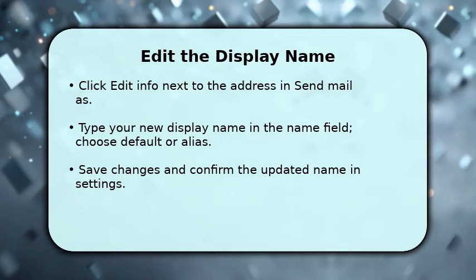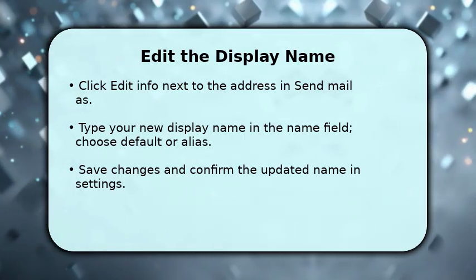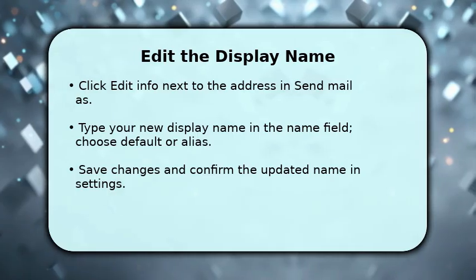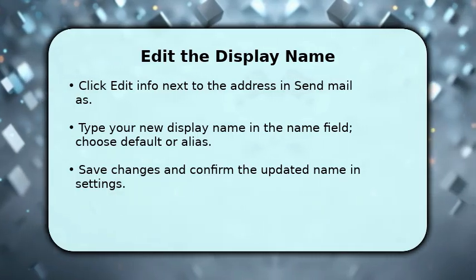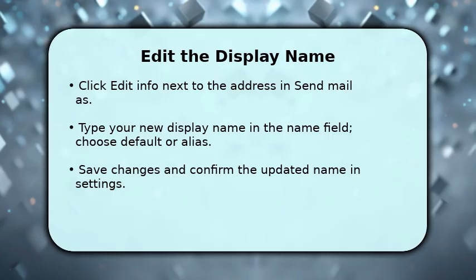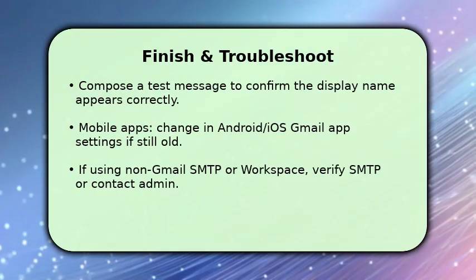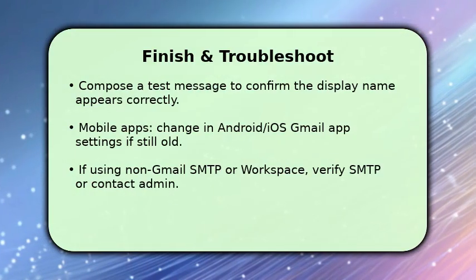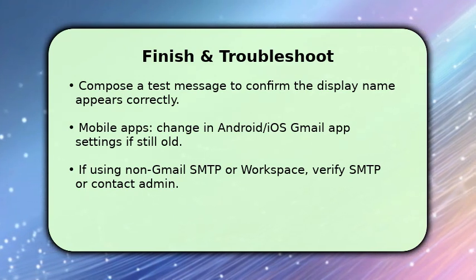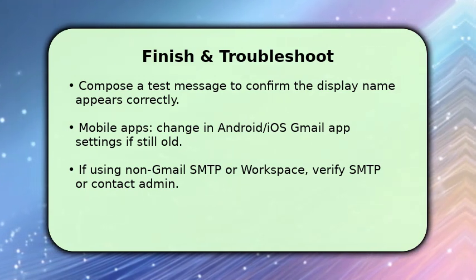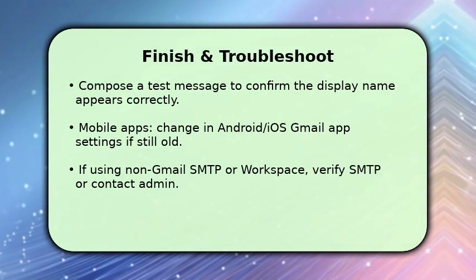Make sure to wait a few seconds for Google to process the change before testing. It's quick but not always instantaneous. Finish by composing a test email to a different account and check the From line. That verifies the change. If the name still shows old text, update the Gmail mobile app settings or remove and re-add the account on your device.